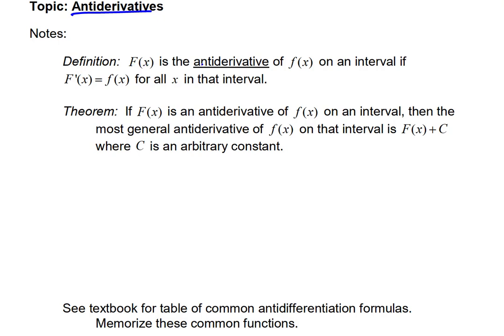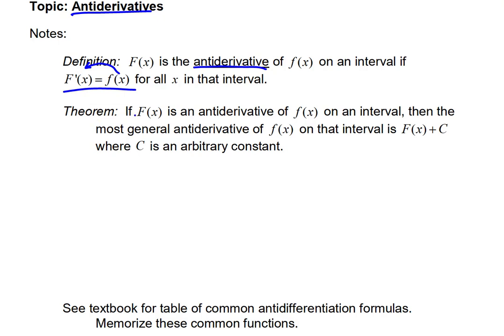Capital F of x is the antiderivative of lowercase f of x on an interval if capital F prime of x equals lowercase f of x for all x in that interval. Using familiar notation with the prime, what we're basically saying is that capital F is a function whose derivative is the lowercase f of x, and so it would make sense to say that if you go backwards, you could call capital F the antiderivative of lowercase f. Now we're going to add some things to this definition.